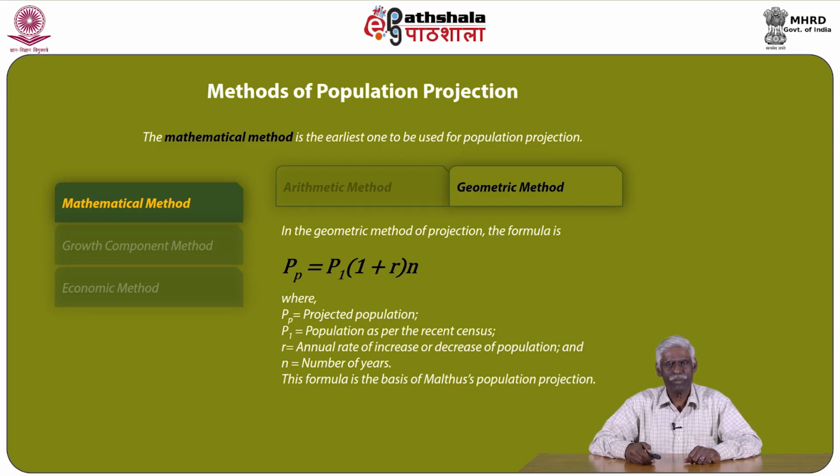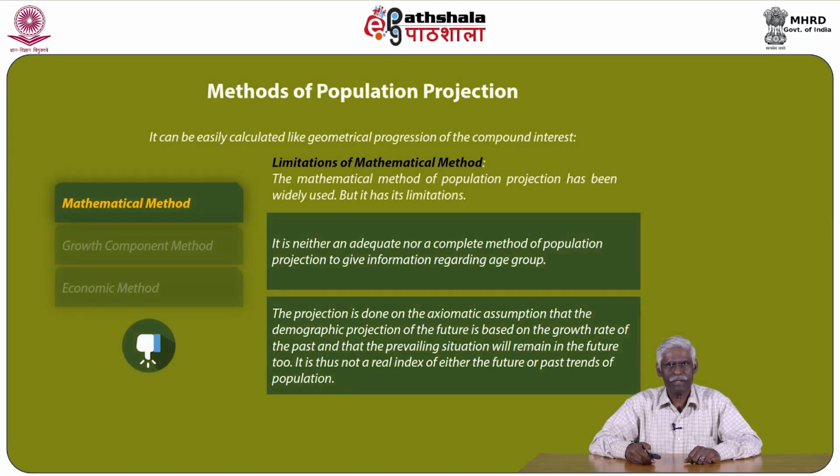The next is the geometric method. In the geometric method of projection, the formula is Pp = P1(1 + r)^n, where Pp is the projected population, P1 refers to the population as per the recent census, r refers to the annual rate of increase or decrease of population, and n is the number of years. This formula is the basis of Malthus population projections. It can be easily calculated like a geometrical progression of compound interest.